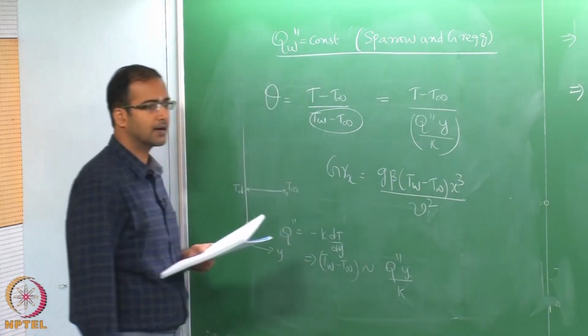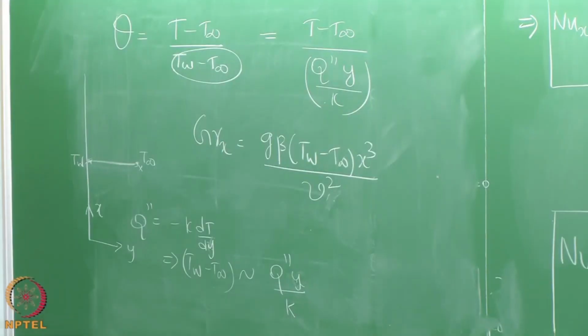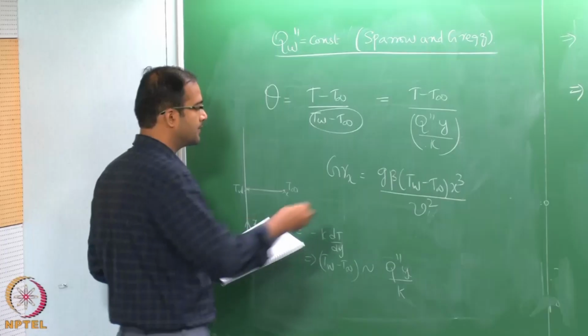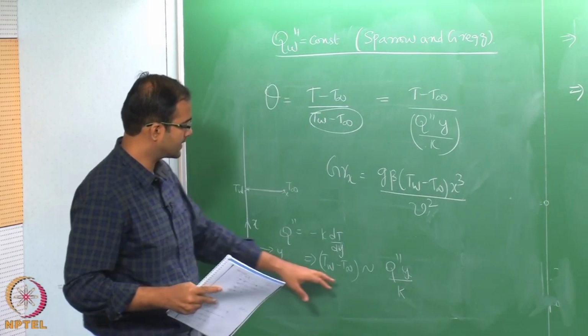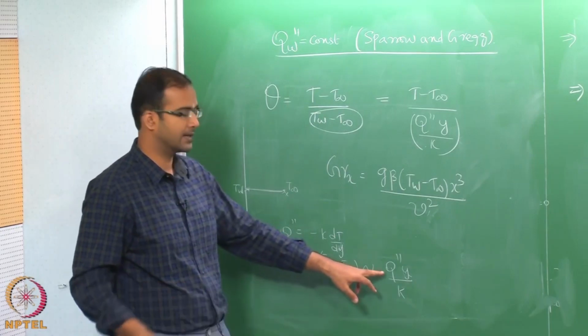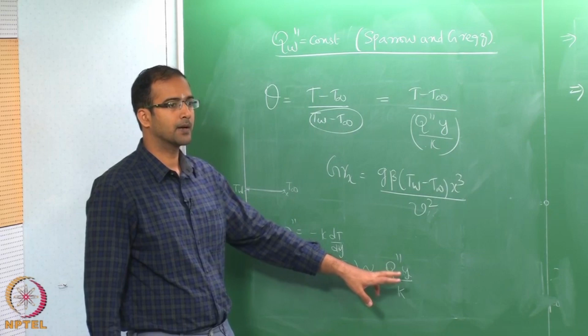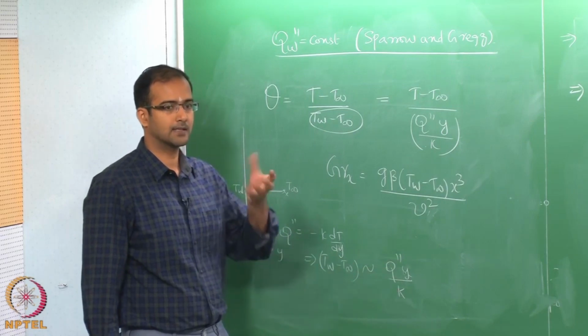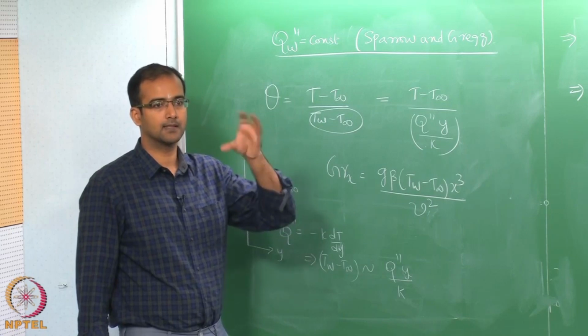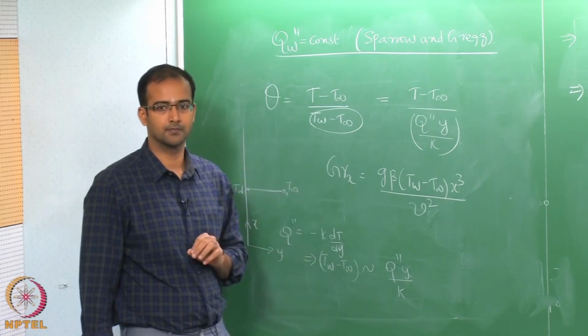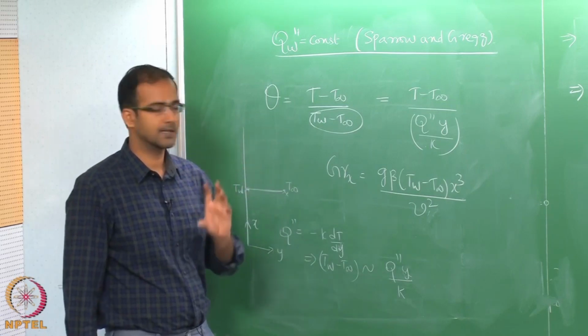Now, how do we convert again this temperature difference into what is known to us in terms of heat flux? Again we will use a similar scaling. So, we can simply write T wall minus T infinity as something like Q double prime x by k. So, x and y, the order of magnitude of x and y are comparable now. So, we will just interchange them.